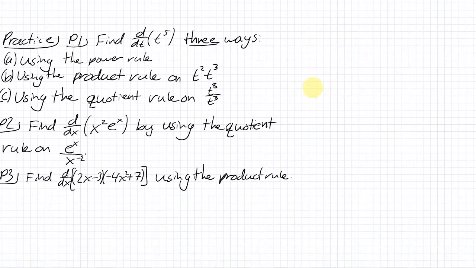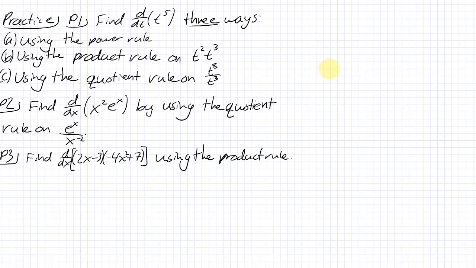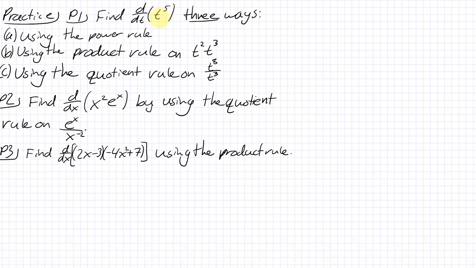So let's practice that. We're going to find the derivative of t to the power 5 three different ways. One, just using the power rule. I'll give you the answer to that right away. Hopefully you can do this. You'll get 5t to the power 4. Okay, so I already did part A for you.